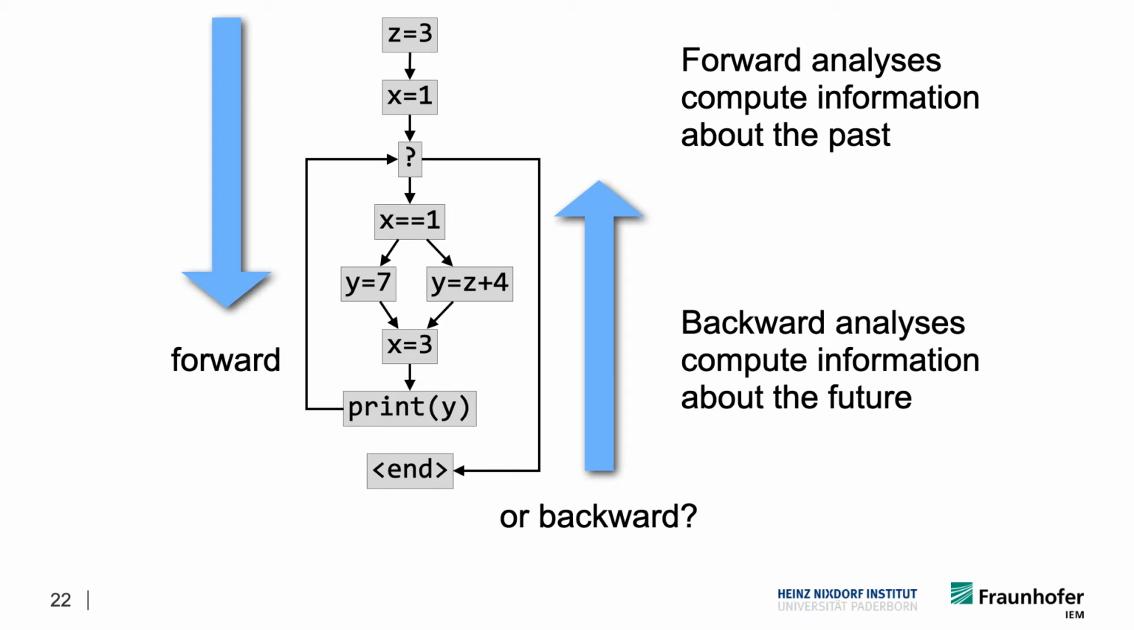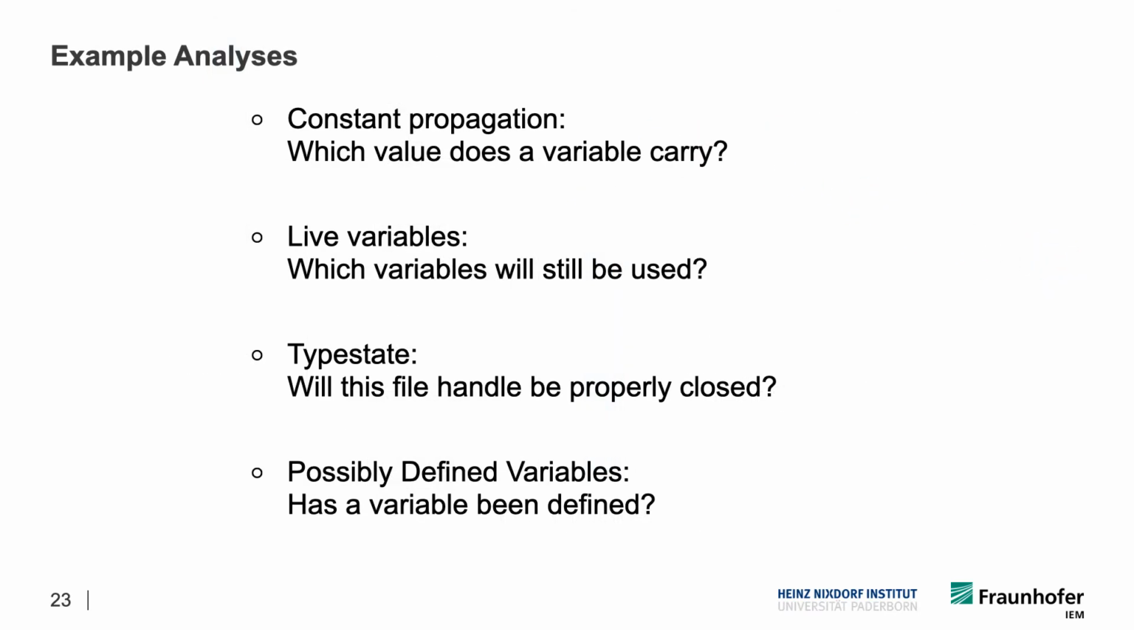And we already saw this example here, right? Where we wanted to do constant propagation. And if you have a constant propagation, you want to determine or you want to have an answer to the question, which value does a variable carry? And you can think a little bit about this, right? So does this require information about the future or information about the past?